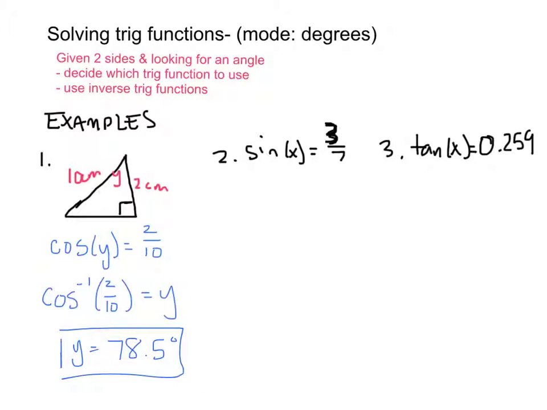Okay, in example 2, we have the sine of x is 3 over 7. So anytime that I'm not given a picture, the very first thing I want to do is draw a picture. So I have some right triangle.